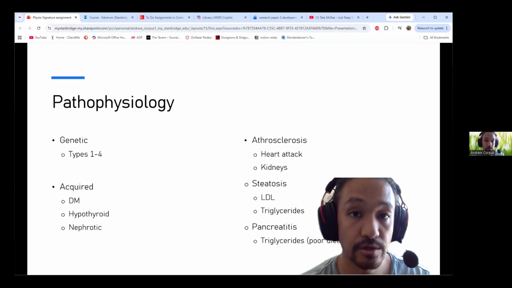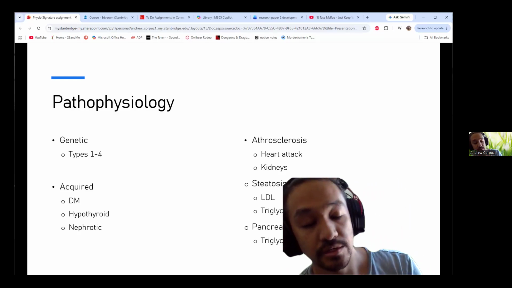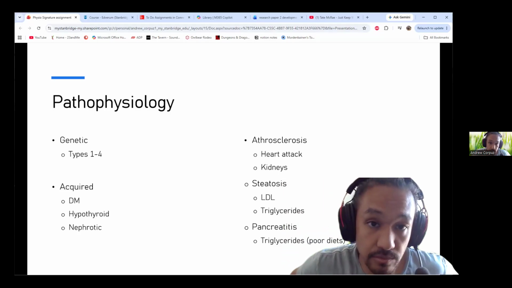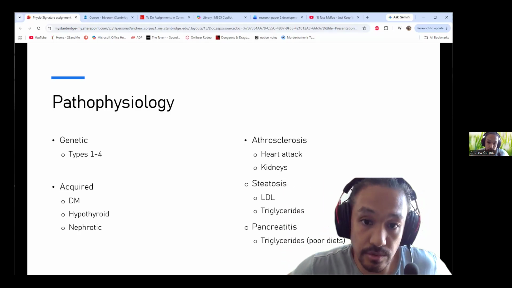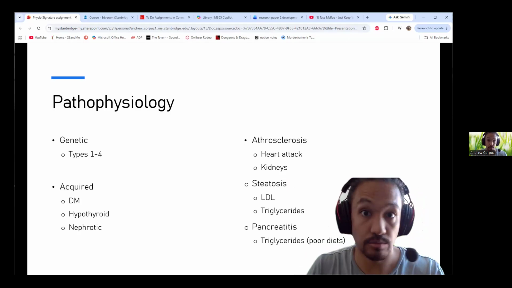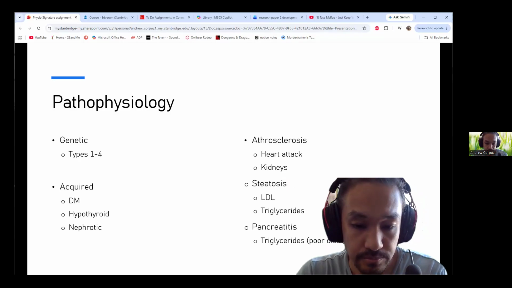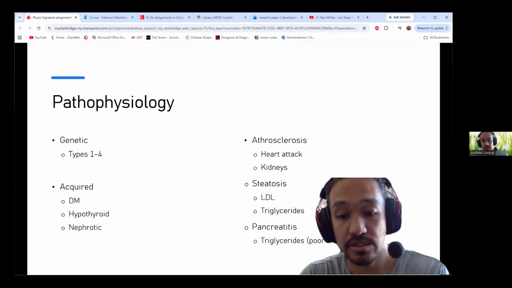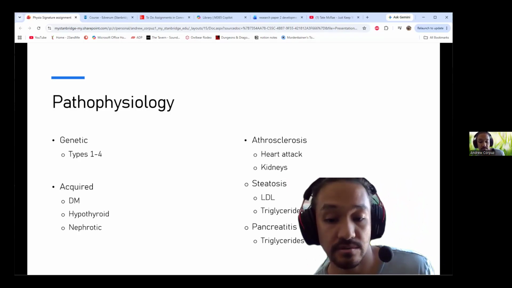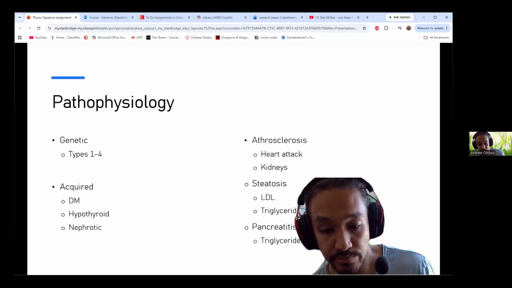Our liver is the primary creator, the source of our cholesterol. If there are issues with the receptor proteins that inhibit our negative feedback loops or positive feedback loops in that system, it'll lead to steatosis, which is a fatty liver disease. There's just so much fat in the liver.